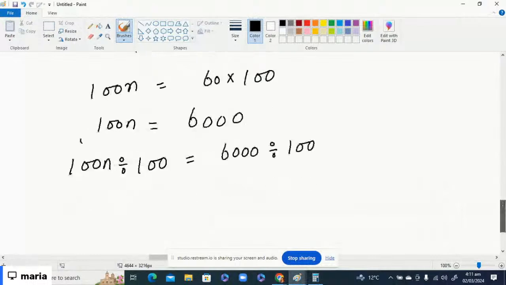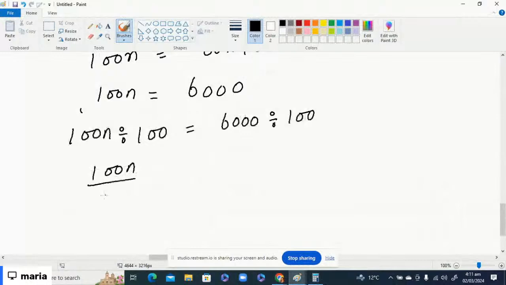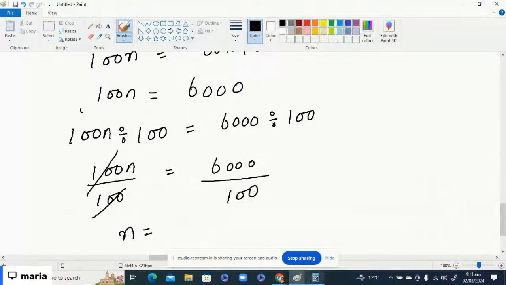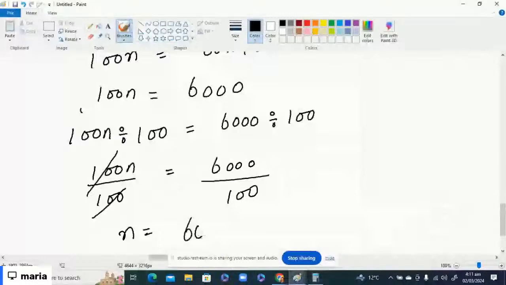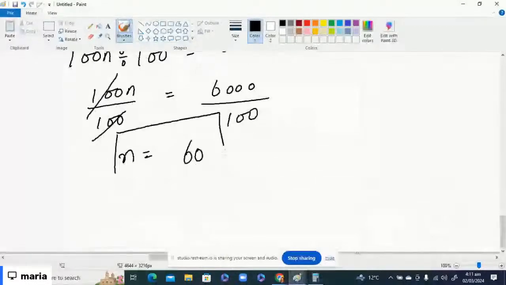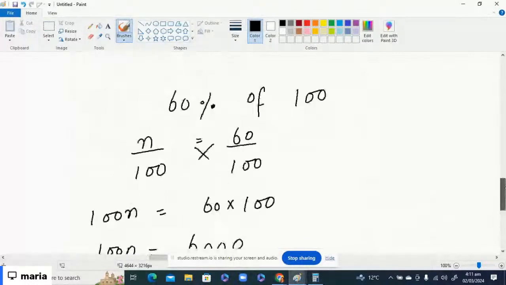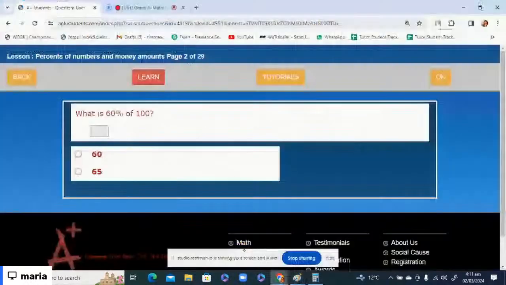Now when we divide, okay, let's check. Only the n is left. And when you divide 6,000 over 100, that is only 60. Understand? This is 60. Let's check. Is there any answer 60? Yes, this is here. Let's click.